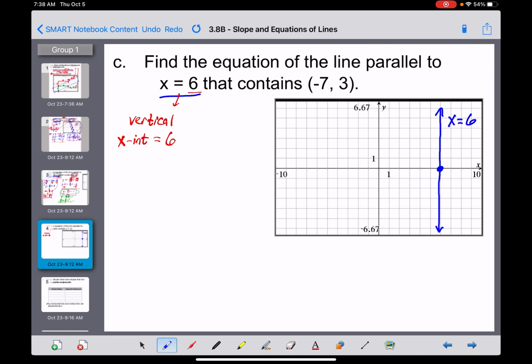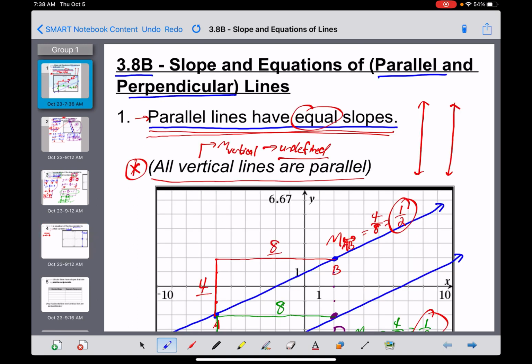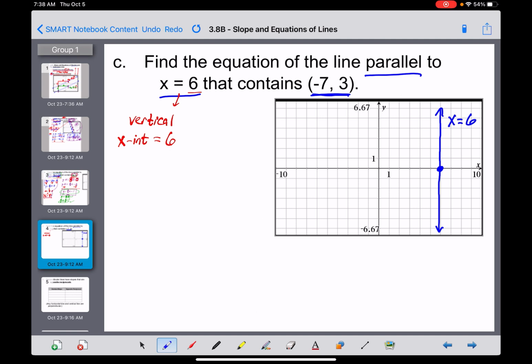Now what we're supposed to do is come up with the equation of a line parallel to that, passing through this point. Well, what I want everybody to focus on is this comment that we talked about here. All vertical lines are parallel to each other. So if I wanted a line that was parallel to this blue vertical line, it's going to be another vertical line as well. And if our line is going to be vertical, then its equation is still going to be x equals and then some constant.